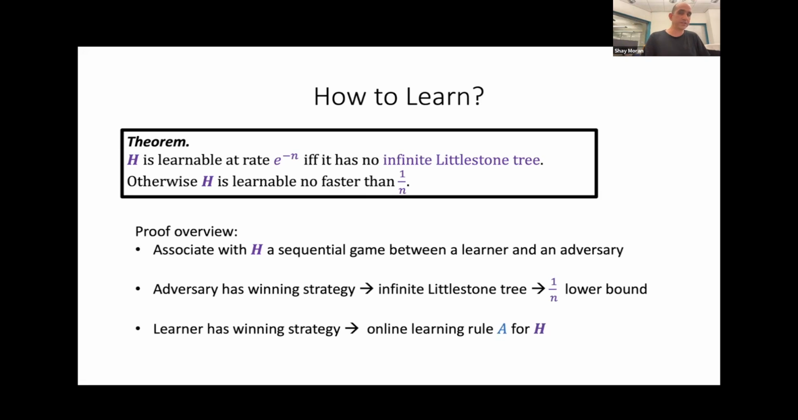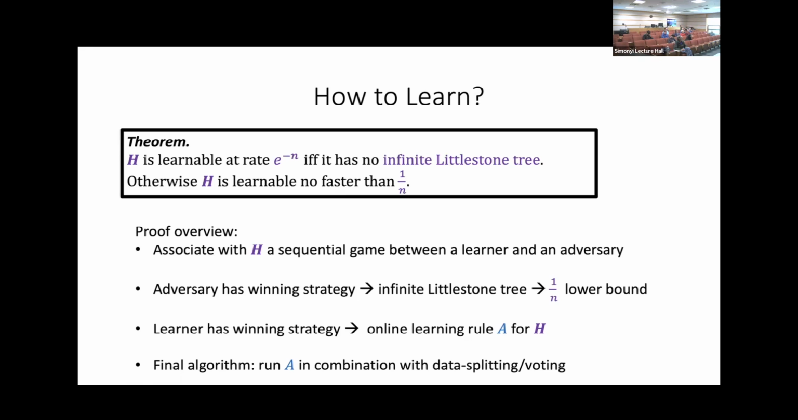In the other case, if the learner has a winning strategy, then we first get an online learning rule for the class, and then we aggregate it using boosting techniques to get an algorithm that enjoys these exponential learning rates.